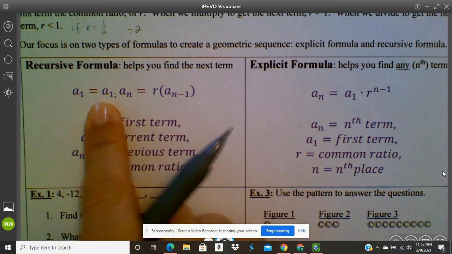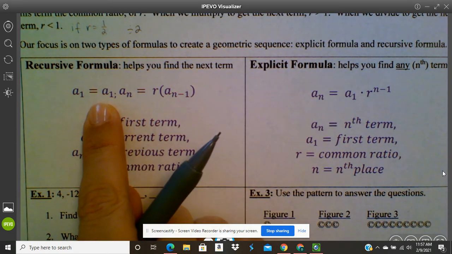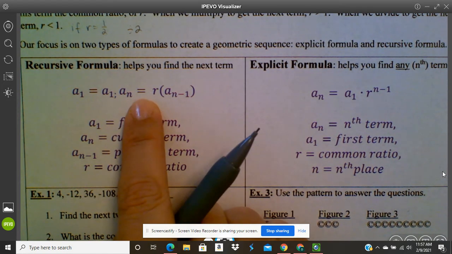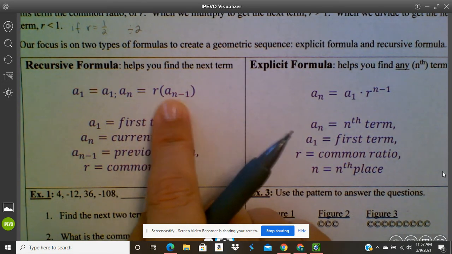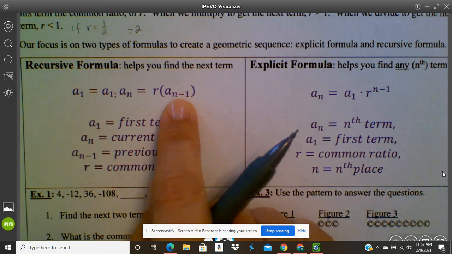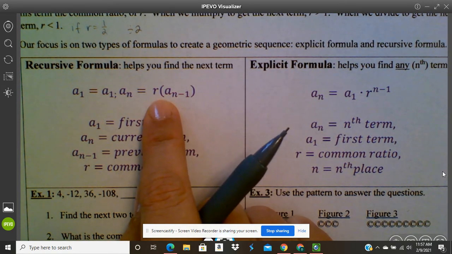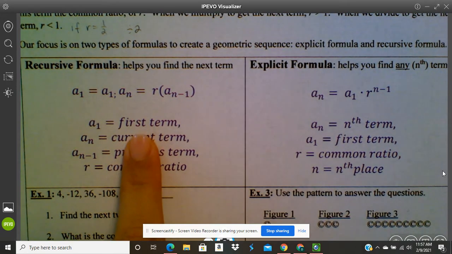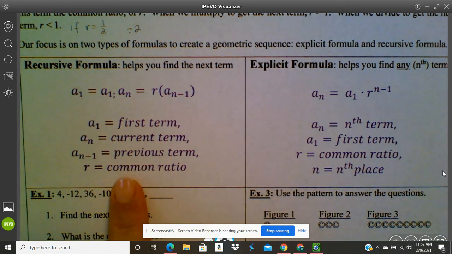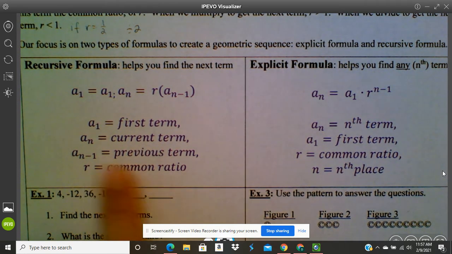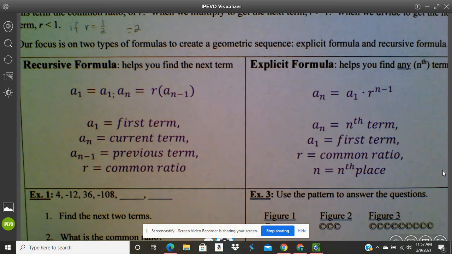I will tell you what the first term is, or you will identify what the first term is, and then you'll get the current term by multiplying the ratio by the previous term. Or you could say the next term by multiplying by the current, whatever it may be. So I'll give you the first term. Hopefully you'll be able to identify the common ratio. a sub n is the current, and a sub n minus 1 is the previous.